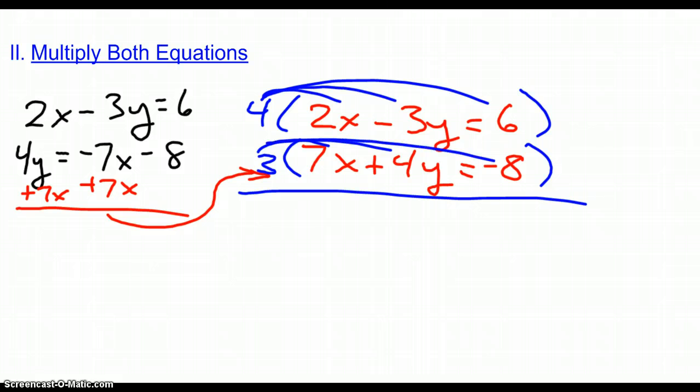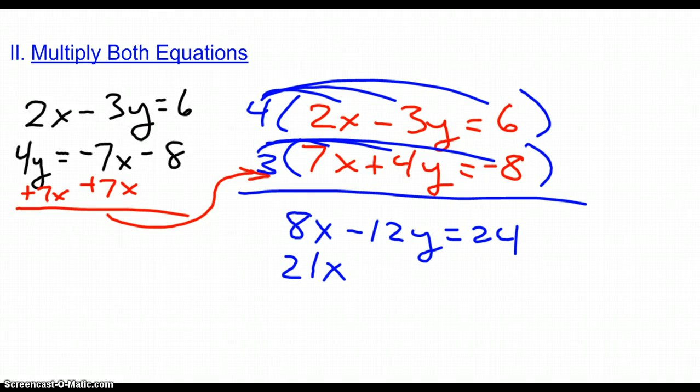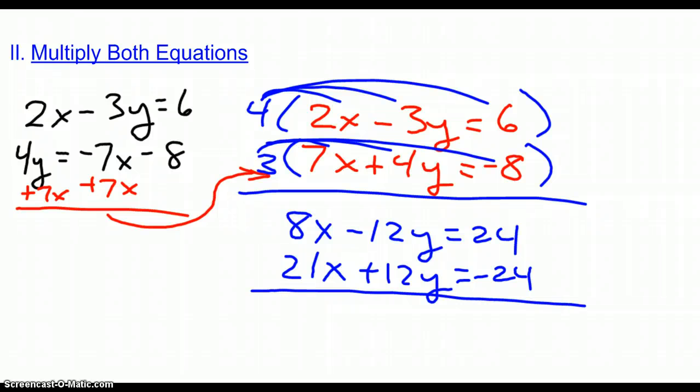Transformed so that they have, in this case, opposite coefficients. So we end up with 8x minus 12y equals 24. And here we have 21x plus 12y equals negative 24. Ends up being a really easy system, doesn't it? Because when we add these two together, we end up with 29x. The y terms have been eliminated.